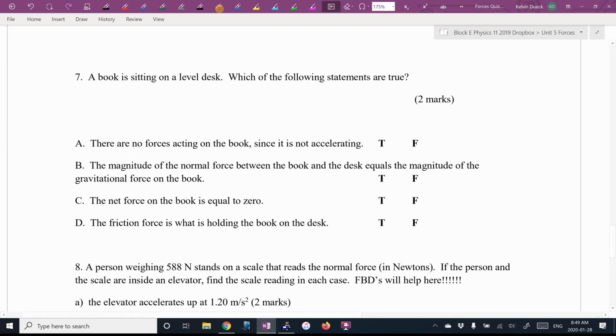Turn the page. A book is sitting on a level desk. I looked at the binder in front of me. Which of the following statements are true?